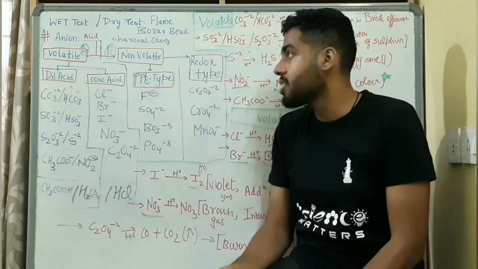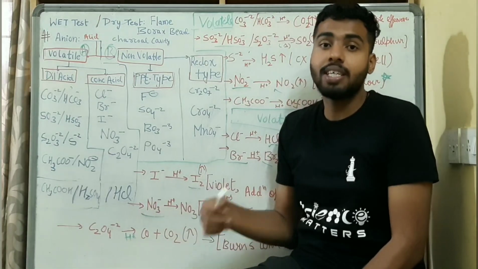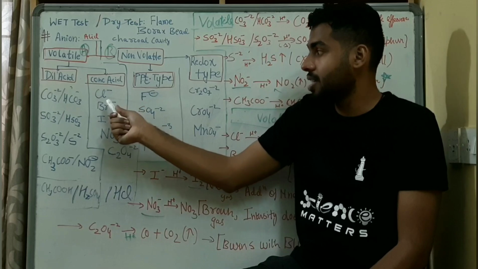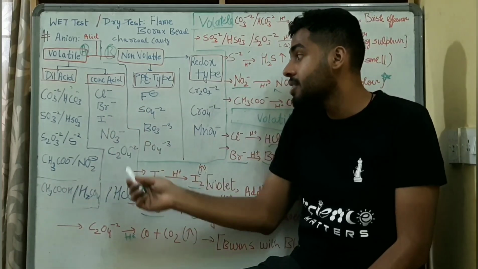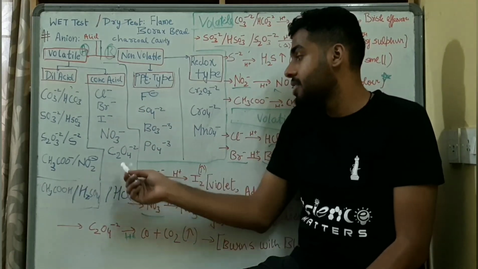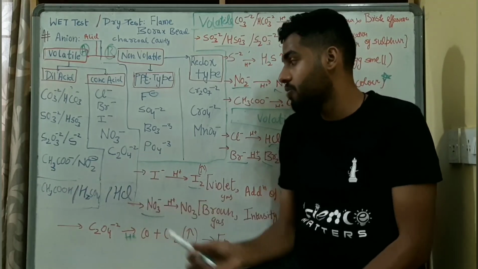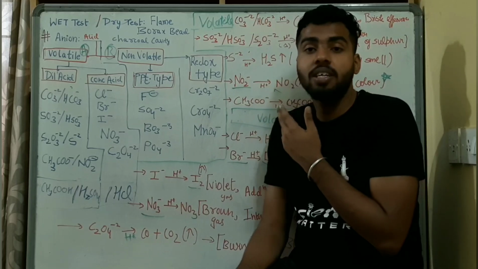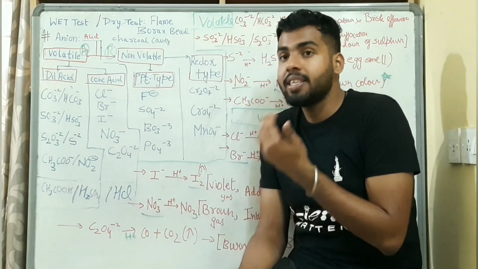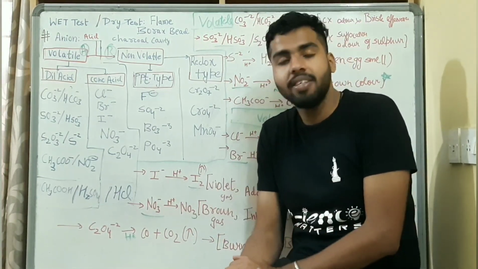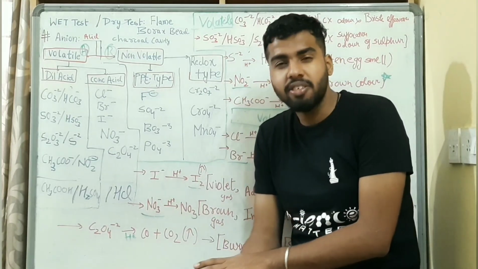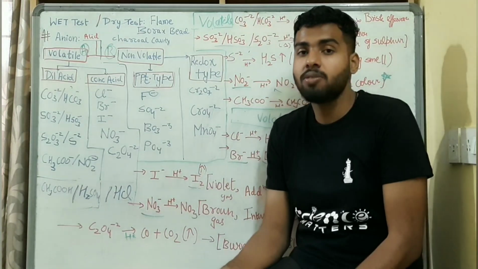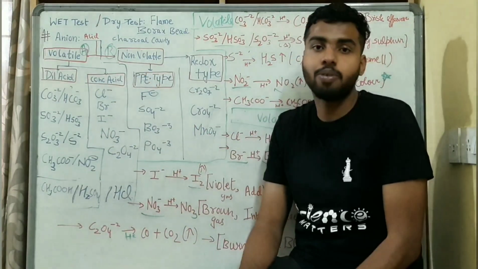So now when you add concentrated acid, if it yields a volatile product, this can be due to these radicals: Cl minus, Br minus, I minus, NO3 minus, and carboxylate, C2O4 minus 2. Or if you add acid and nothing volatile comes in, like you added dilute acid, you added concentrated acid, but it is not yielding you anything, then this could be due to non-volatile product formation.